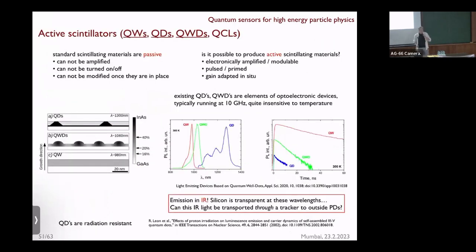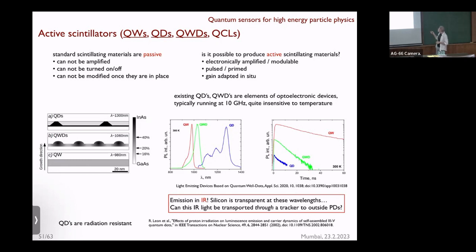This is just standard emitters. They don't do anything smart. They just fluoresce as you trigger them, as you illuminate them with UV light. They're passive. You cannot amplify them. You cannot turn them off or on, and they can't be modified once they're in place. So these are things that are, well, nice, but you can go further.